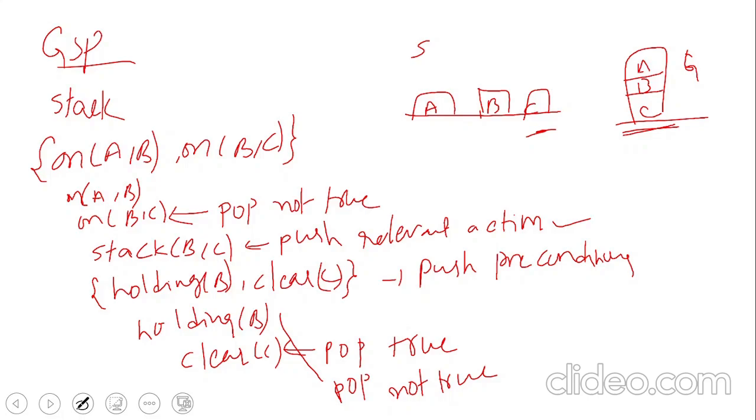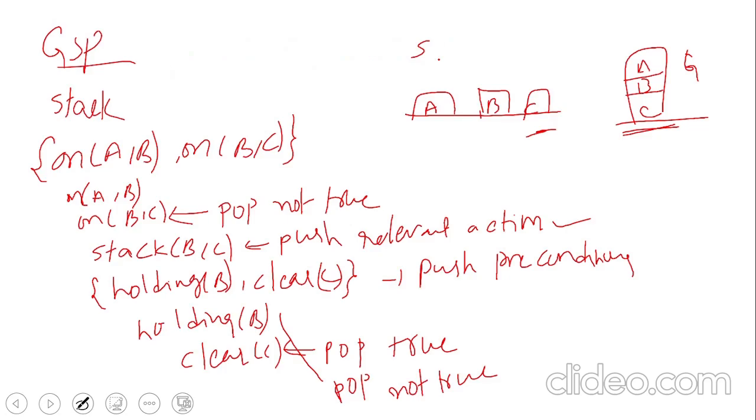Okay, so for this one, what is the action we require for holding B? That is pickup B. Okay, so the action is pickup B. Pickup B is having only the holding B as well. Okay, so add the relevant action.